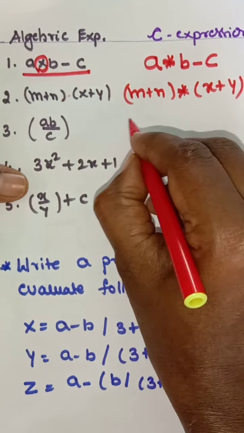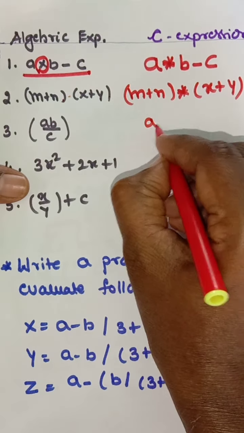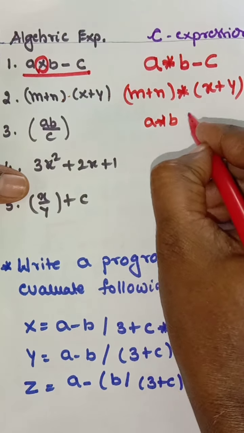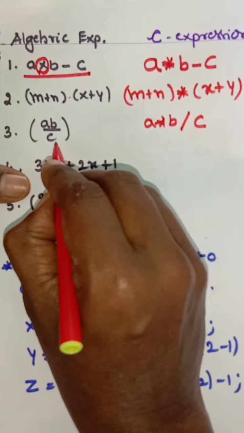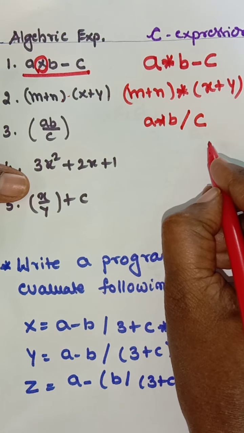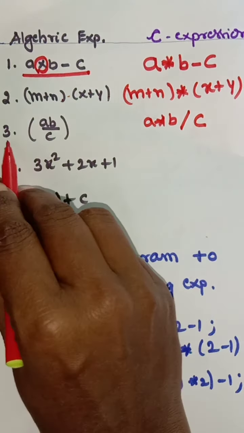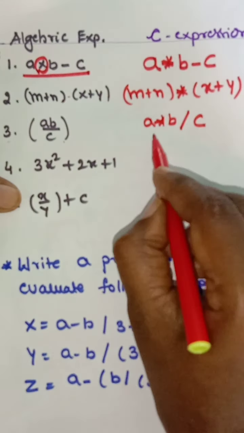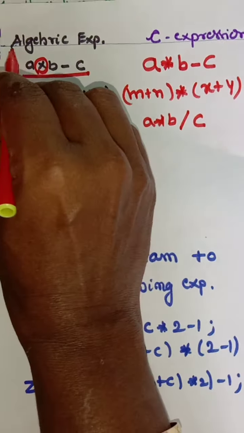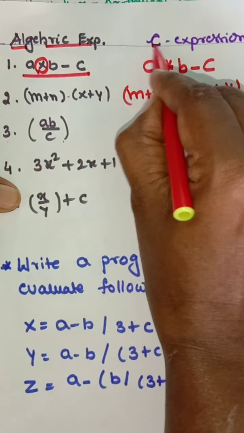Simple it is. Once again, A asterisk B forward slash C. This type of division is not accepted in the C language. Okay. This is your simple algebraic expression, and this is your C expression. Here I have written, see this.